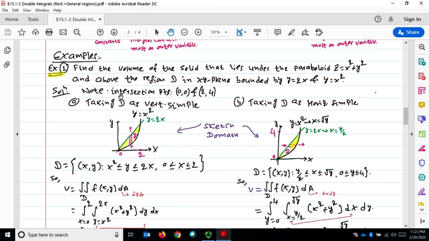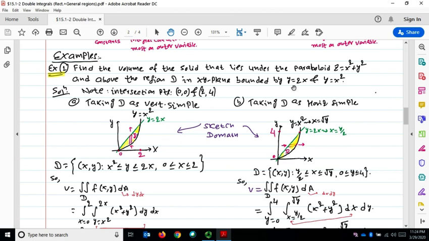Just a quick note, these two curves y equals 2x and y equals x squared intersect at the point 0, 0, meaning the origin, and the point 2, 4. For this particular problem, let me do it two ways. That means describing the domain as vertically simple and horizontally simple.